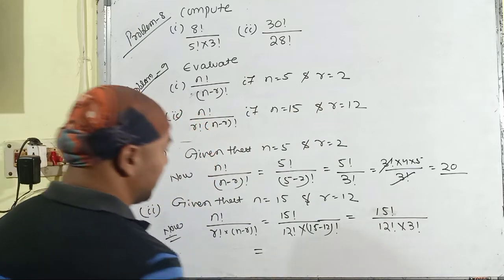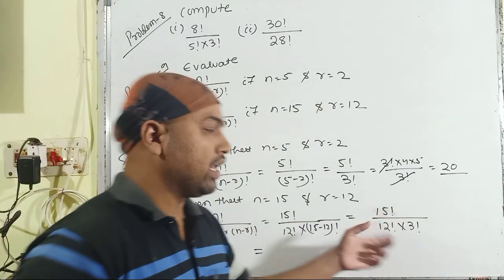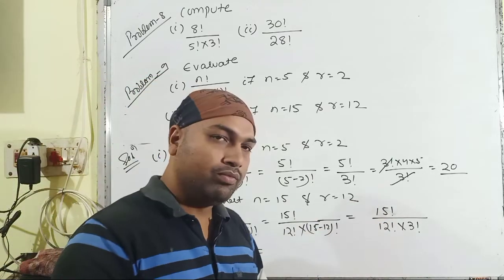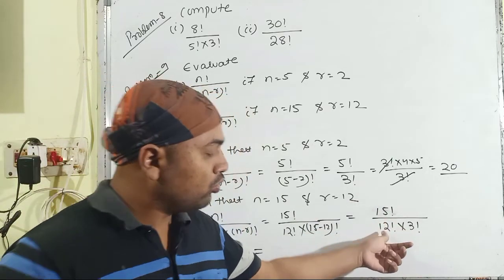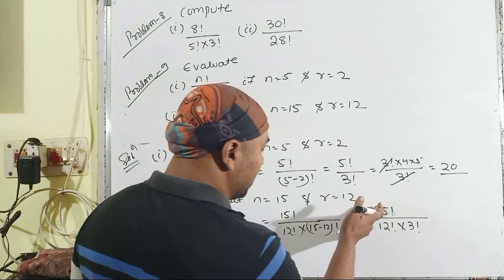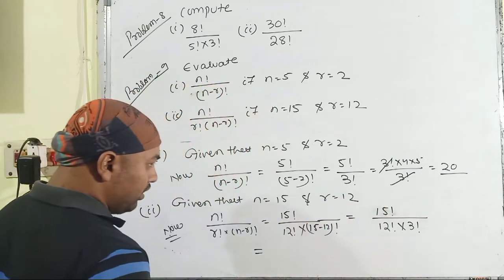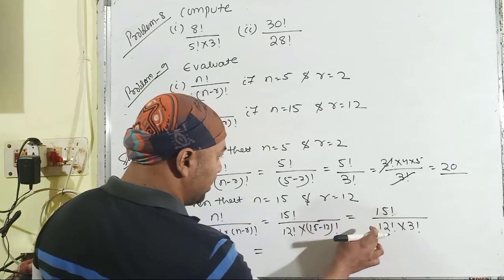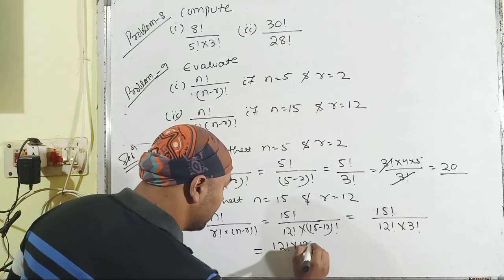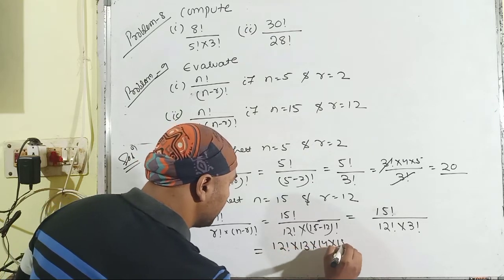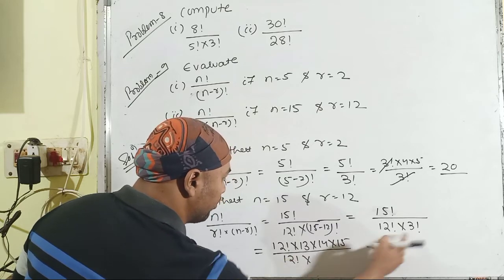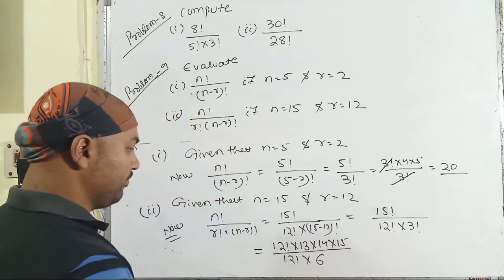Again that same case arises here. 3 factorials are here. So first of all, you have to choose the greatest factorial and then the closer factorial to the greatest factorial, and you have to express the 15 factorial in terms of 12 factorial. That means it will be 12 factorial multiplied with 13 multiplied with 14 multiplied with 15, divided by 12 factorial multiplied with 3 factorial, and the value of 3 factorial is 6.